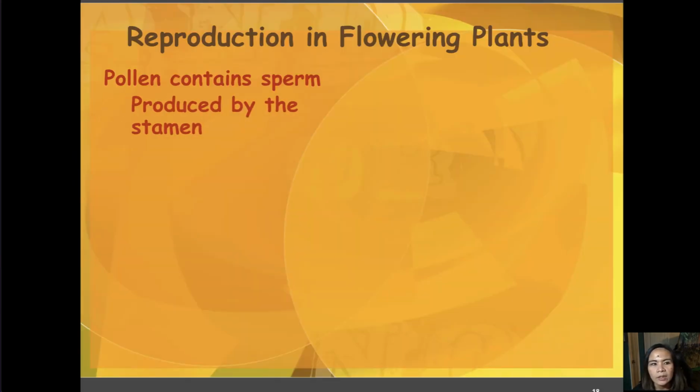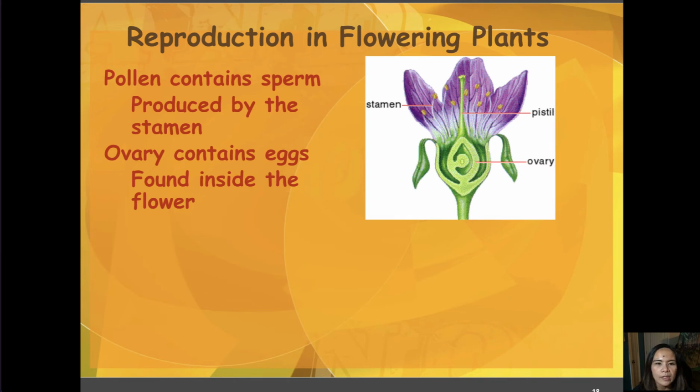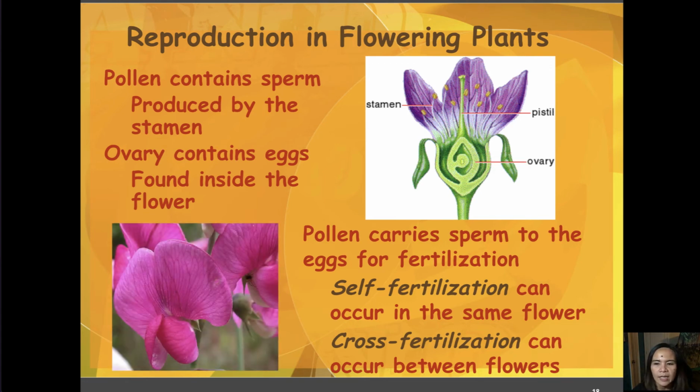Now, pollen contains sperm and is produced by the stamen of the flower. The ovary contains eggs, so the eggs are found inside the flower. And so in this case, it does the self-pollination as we are referring to. The pollen carries sperm to the eggs for fertilization, and self-fertilization can occur in the same flower, and cross-fertilization can occur between flowers. So that's basically what Mendel did in his experiment.